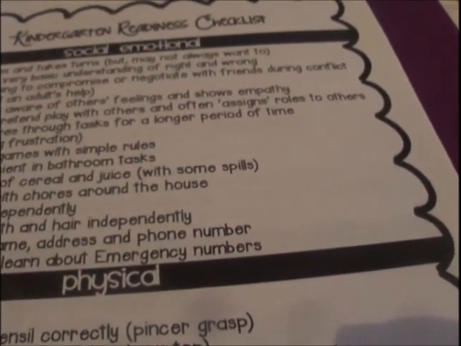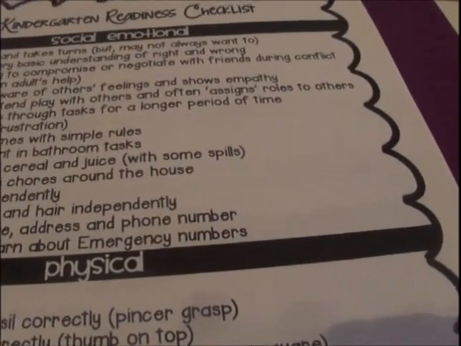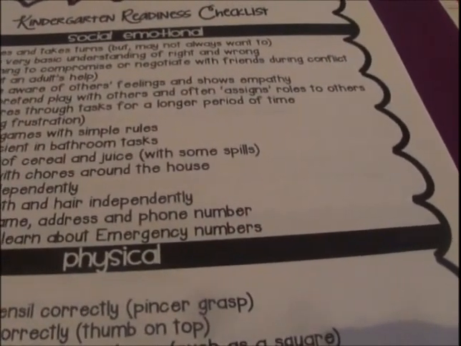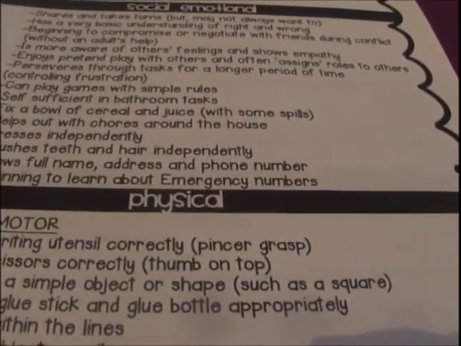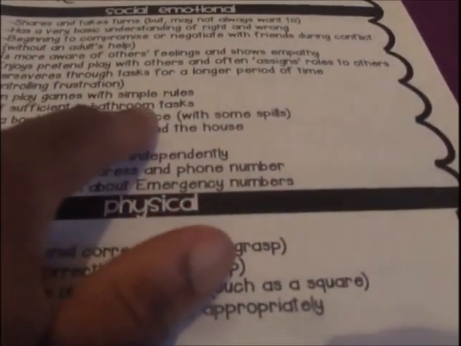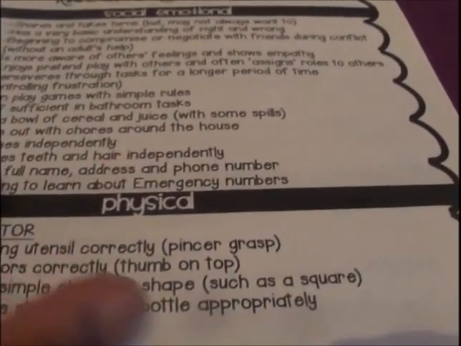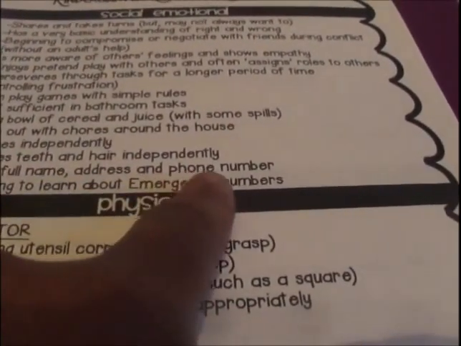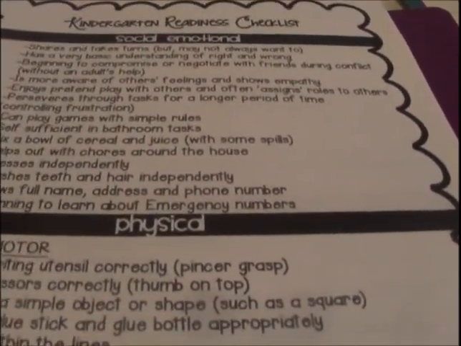They can play games with simple rules. These types of things let you know, okay, they are ready to move on. They should be able to do these things: fix a bowl of cereal, be self-sufficient in the bathroom, help out with chores around the house, dress independently, brush teeth, brush hair, know their full name, address, and phone number, and begin to learn about emergency numbers. Because if they are in public school, they are expected to know these things.